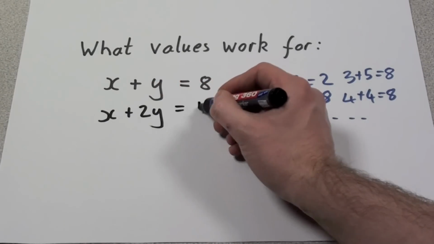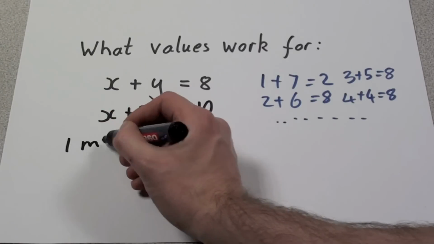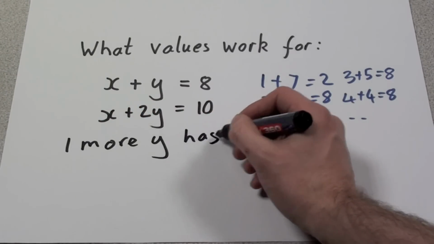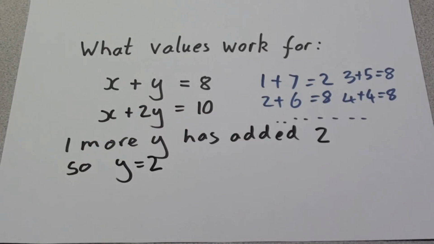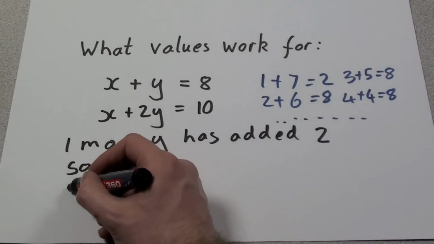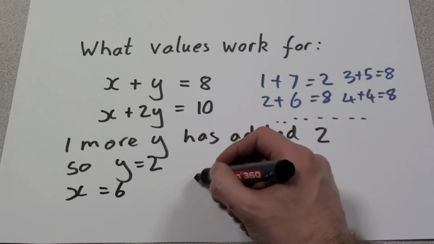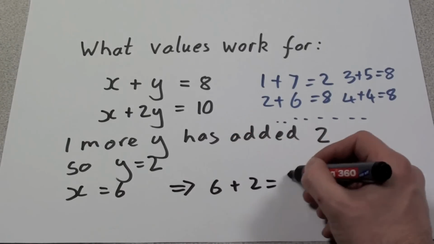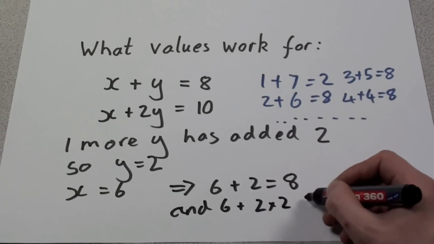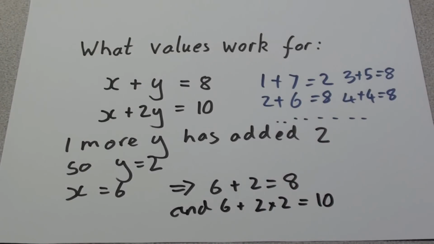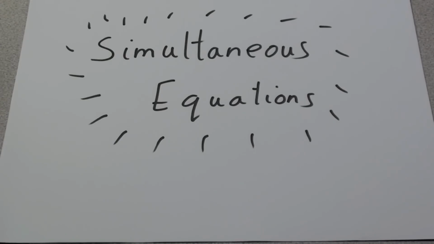However, if I add on x plus 2y equals 10, then one more y has added on 2 more to our answer. So, a single y has to be equal to 2. If I follow this through, that means that x has to be equal to 6. So that 6 plus 2 equals 8, and x plus 2y equals 10, with 6 plus 2 times 2 equaling 10. These are simultaneous equations, two equations which have to be solved at the same time, so that we can actually work out what two different variables are.